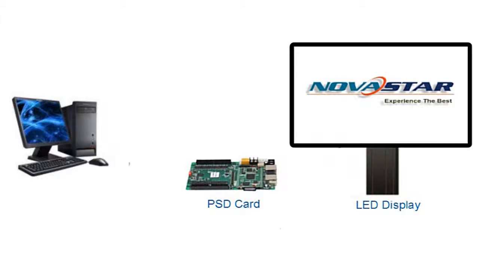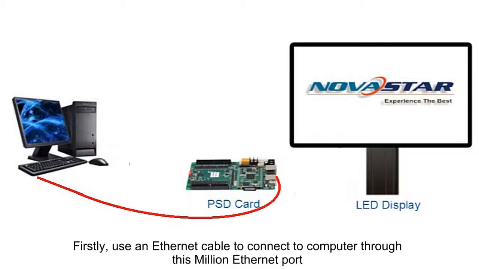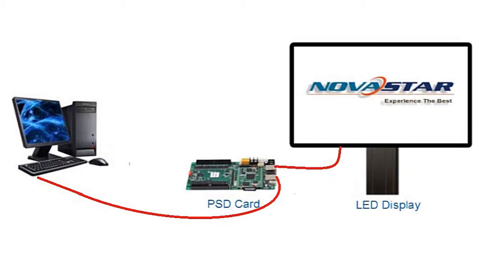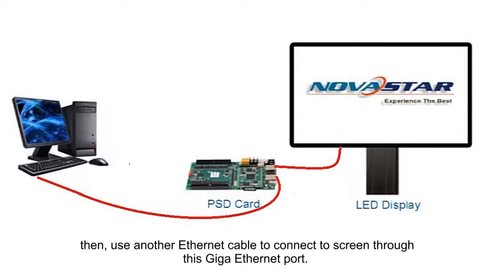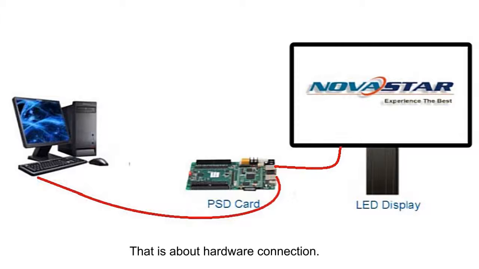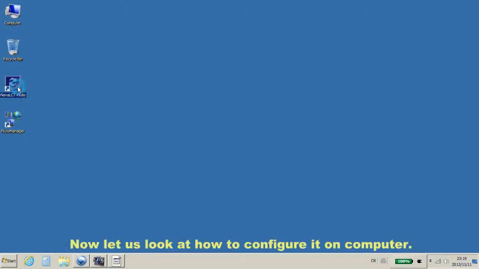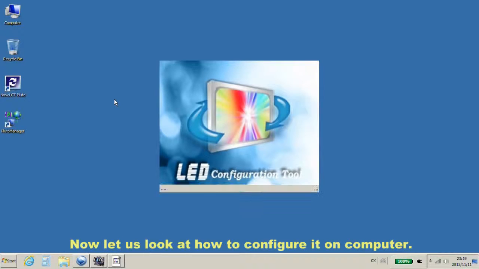Now, we are going to configure a new LED screen with a PSD100. Firstly, use an Ethernet cable to connect to computer through this mini Ethernet port. Then, use another Ethernet cable to connect to screen through this Giga Ethernet port. That is about hardware connection. Now let's look at how to configure it on computer.